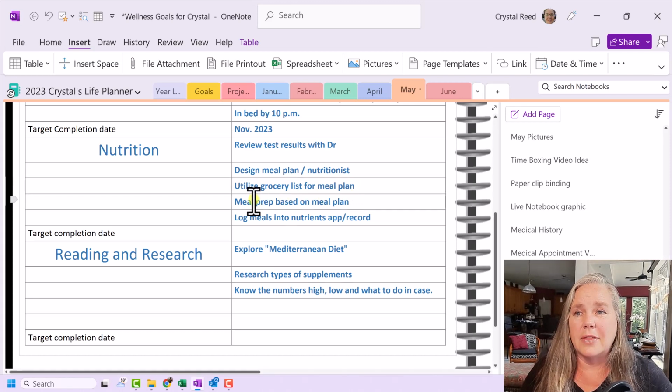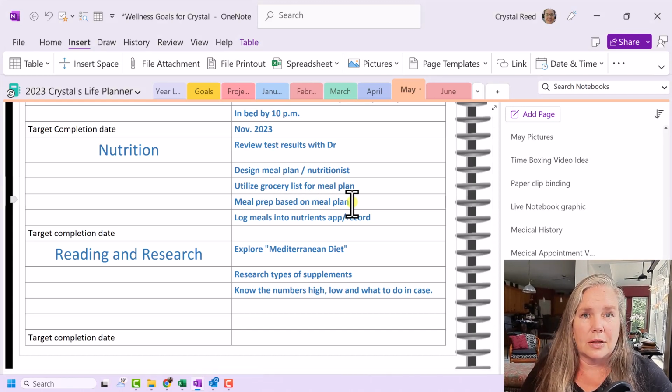And then the next action that I want to do is meal prep based on my meal plan, okay? And I do that every Sunday. I sit down with the family, we take a look at what's coming up the next week, and we do our meal plan, all right?